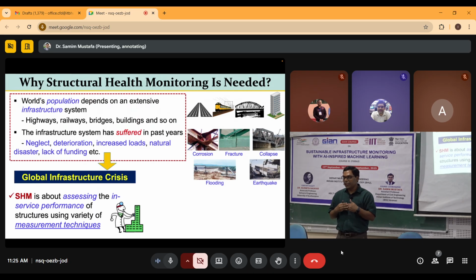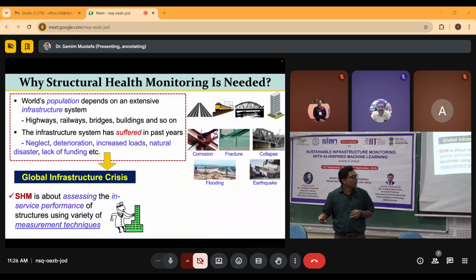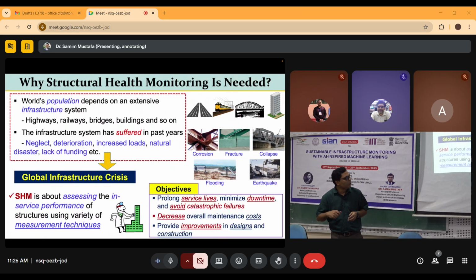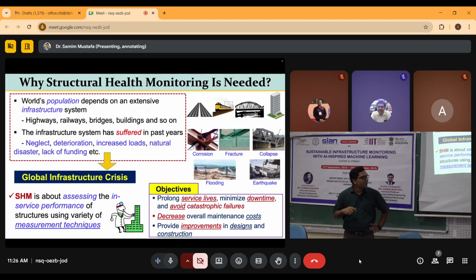The most logical way is to have a monitoring system. You place the sensor, and from the sensor you collect the data, and from the data you try to infer all the information that is necessary to assess the health of any structure, right? So these are the objectives that we need to fulfill using structural health monitoring, or the title of course here is sustainable structural monitoring. So one of our objectives is to prolong the service life.